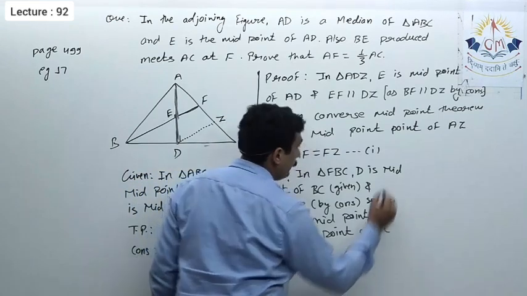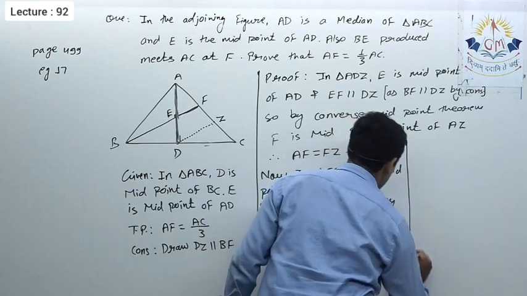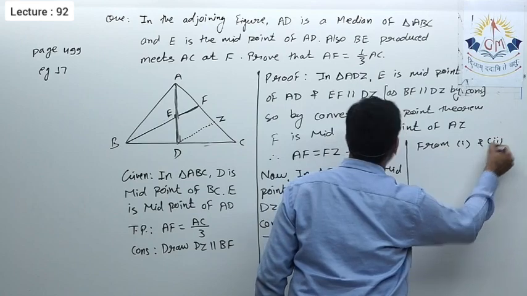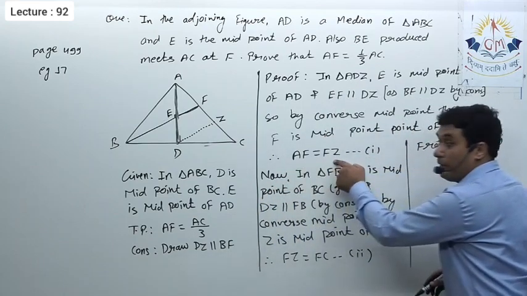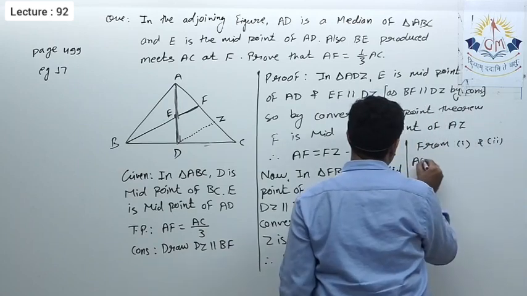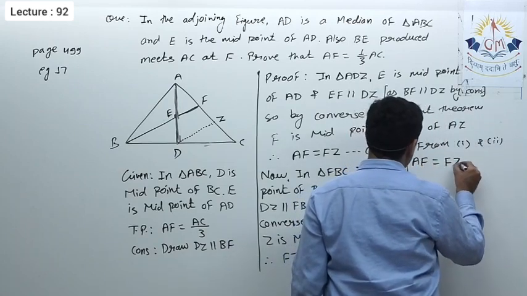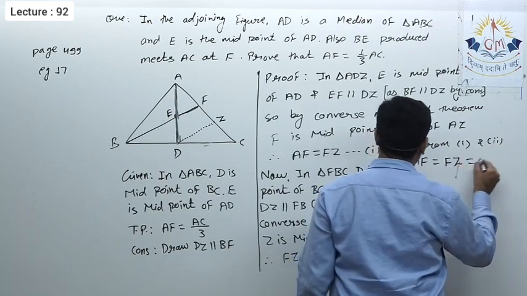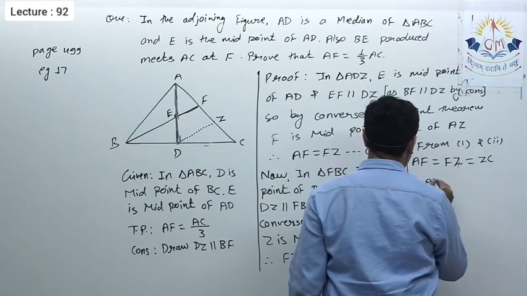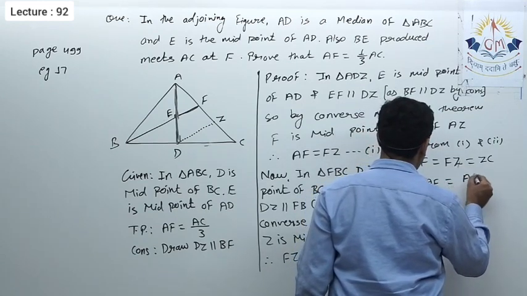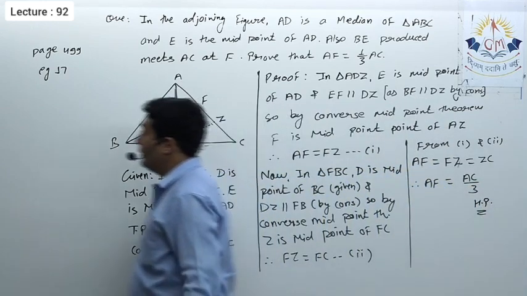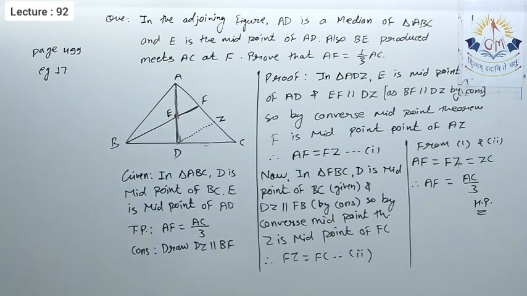So this is almost done. From first and second, I can say, see here I have AF equal to FZ, here I have FZ equal to FC, so I can say AF equal to FZ is equal to ZC. Therefore AF is equal to AC by 3, hence proved. So please note it down, then we'll see the next question.